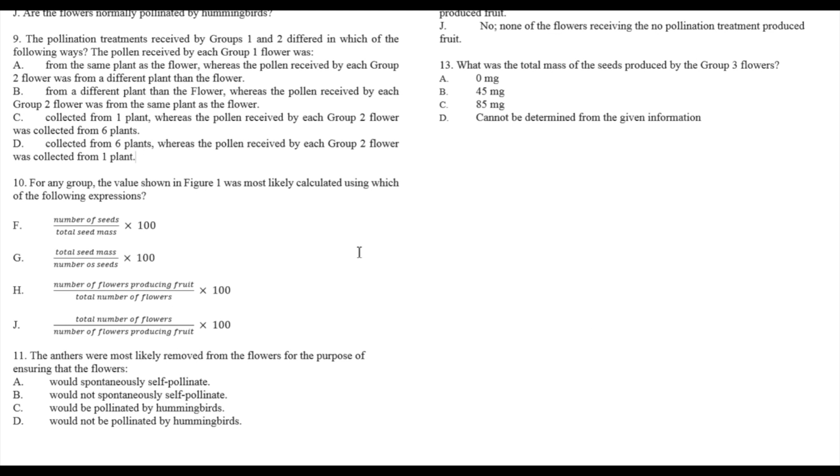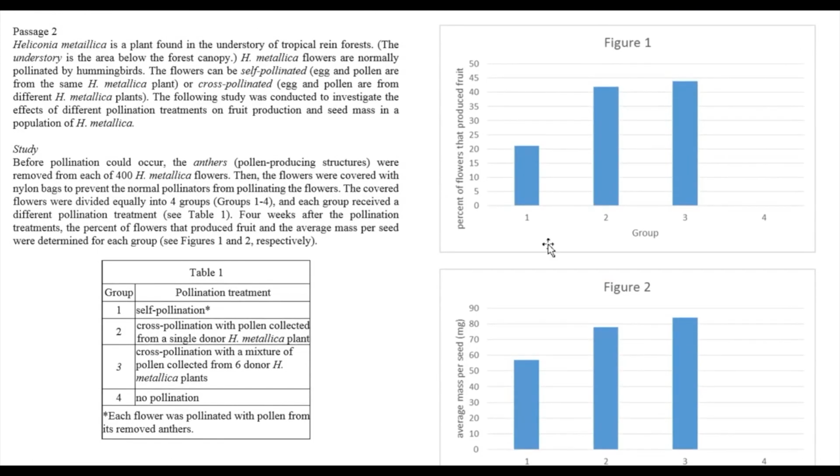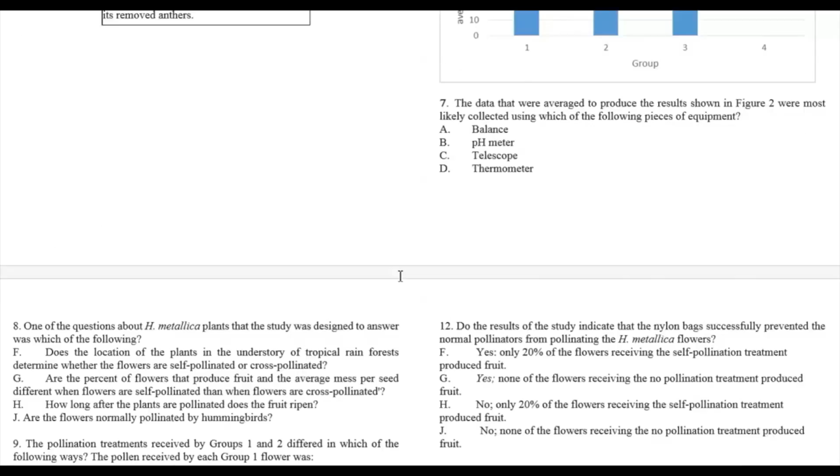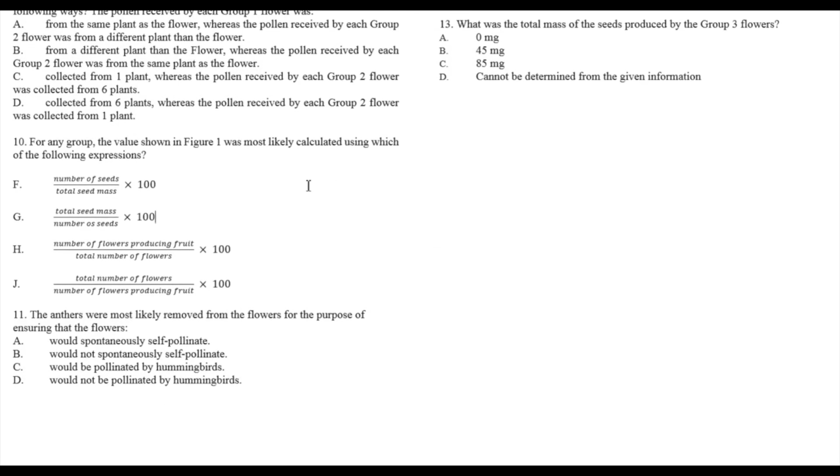Question 10 says, for any group, the value shown in Figure 1 was most likely calculated using which of the following expressions? And then we have a few different mathematical expressions. Let's go look at Figure 1 and see what they're showing there. So Figure 1 here has the different groups, and it says the percent of flowers that produced fruit. So the percent is an amount or a ratio of flowers that produced fruit. Let's scroll on down and take a look at the options here.